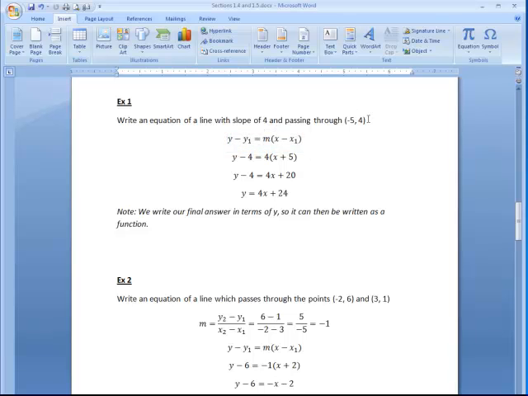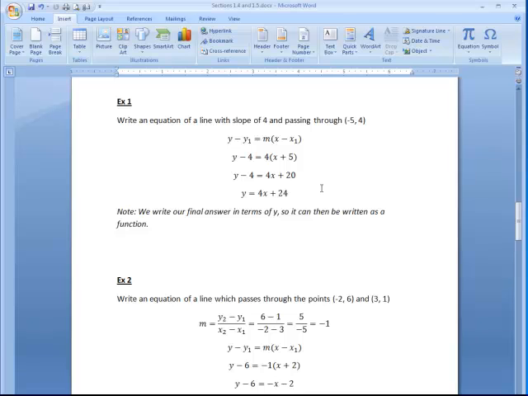I'm given some arbitrary point and a slope, and I can plug in. So I plug in 4 for my m, 4 for my y1, and -5 for my x1. Notice this right hand side becomes 4 times the quantity x plus 5. Well, when x1 was -5, x minus -5 is simply a plus 5, so please realize that. I'm going to distribute here. Then I'm going to solve for y.